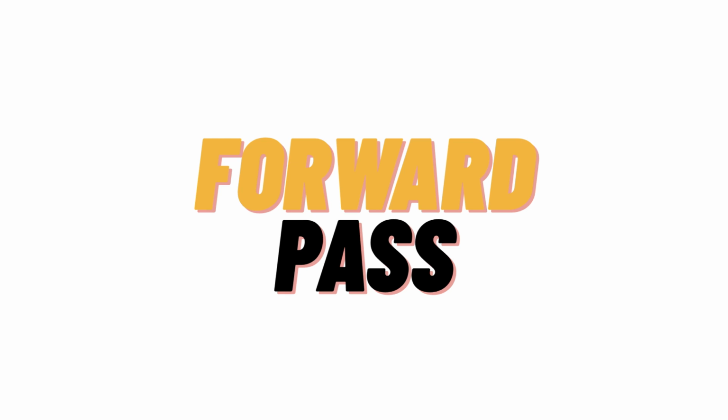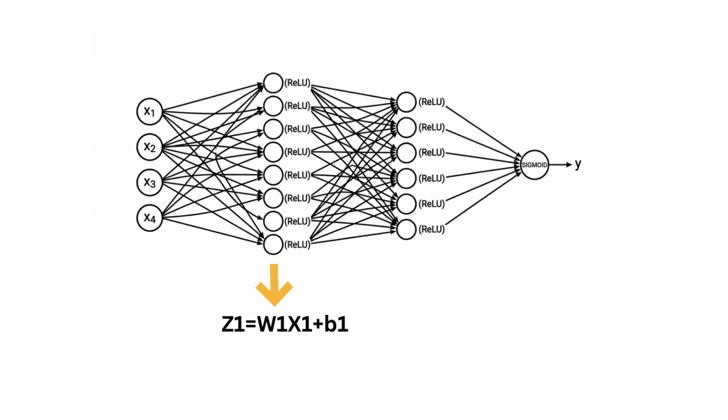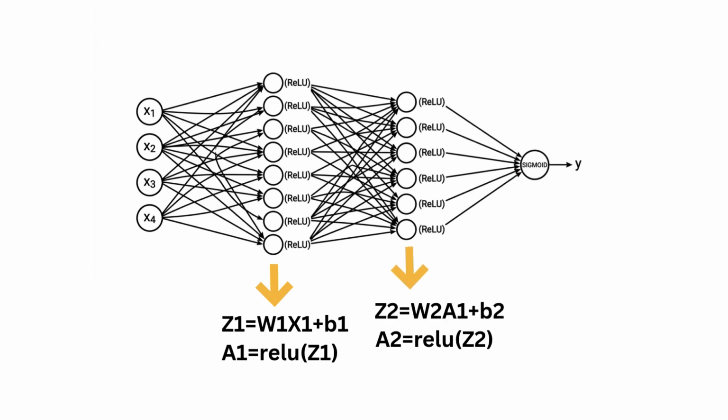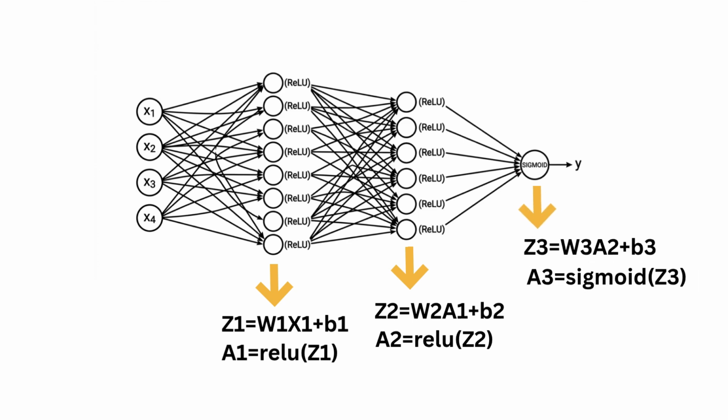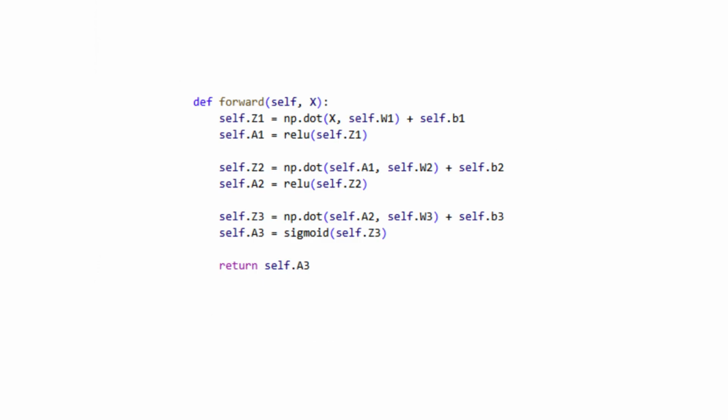The forward pass is straightforward. We compute Z1, apply rectified linear unit function to get A1, and pass that into the second layer. We repeat this to get Z2 and A2. Finally, we compute Z3 and apply the sigmoid function to get our final prediction, A3.